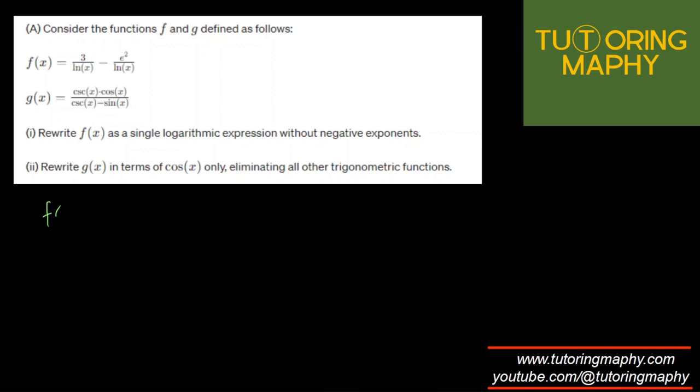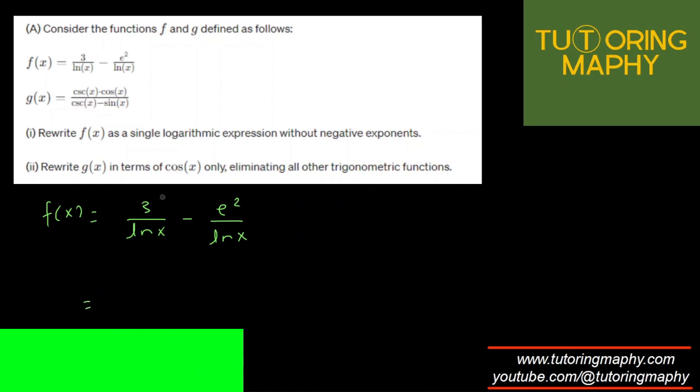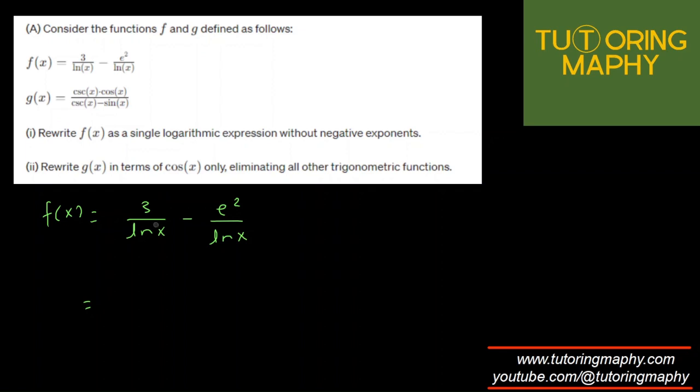All right, let's see. f(x) is 3 over natural log of x minus e squared over natural log of x. The problem I'm seeing here is that the log is in the denominator. That's what is creating a problem for me. However, if I can change this 3 in terms of natural log, it could make sense. So can 3 be written in terms of natural log?